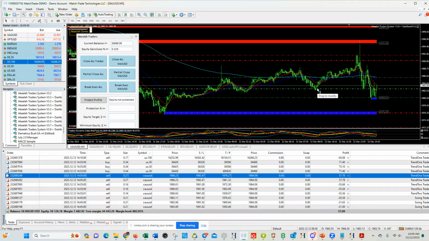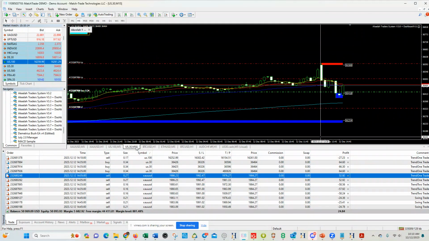Most people like to stay away from the news, and I, generally speaking, like to stay away from the news. But again, this is the case where you could have had a pending up here to say if it pushed up to this area, take a sell. If it came down to this area here, take a buy, and you would have done pretty well on that trade. Okay, so let's jump back over to US30.